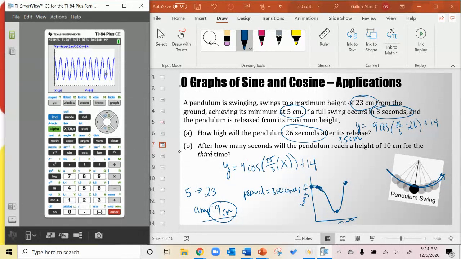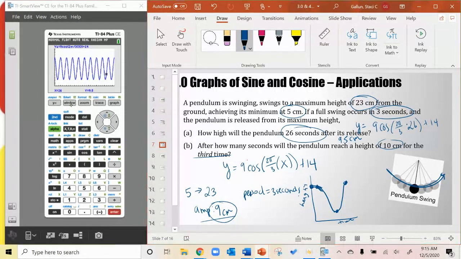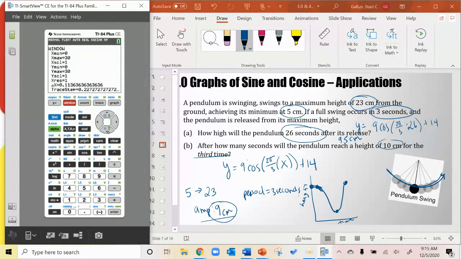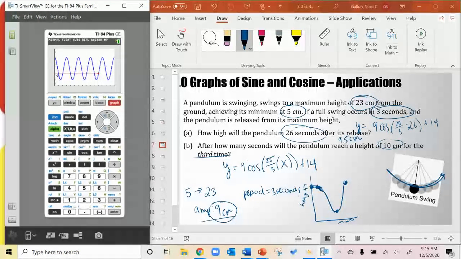So this next one, after how many seconds will the pendulum reach a height of 10 centimeters for the third time? I'm going to change the window because this is a little messy. So Y equals, I'm going to graph 10. Oh, I forgot I didn't change that. Sorry. So it's starting at its maximum. Here it hits it once. Here it hits it twice. Here it hits it 3 times. So I want to figure out this point of intersection.